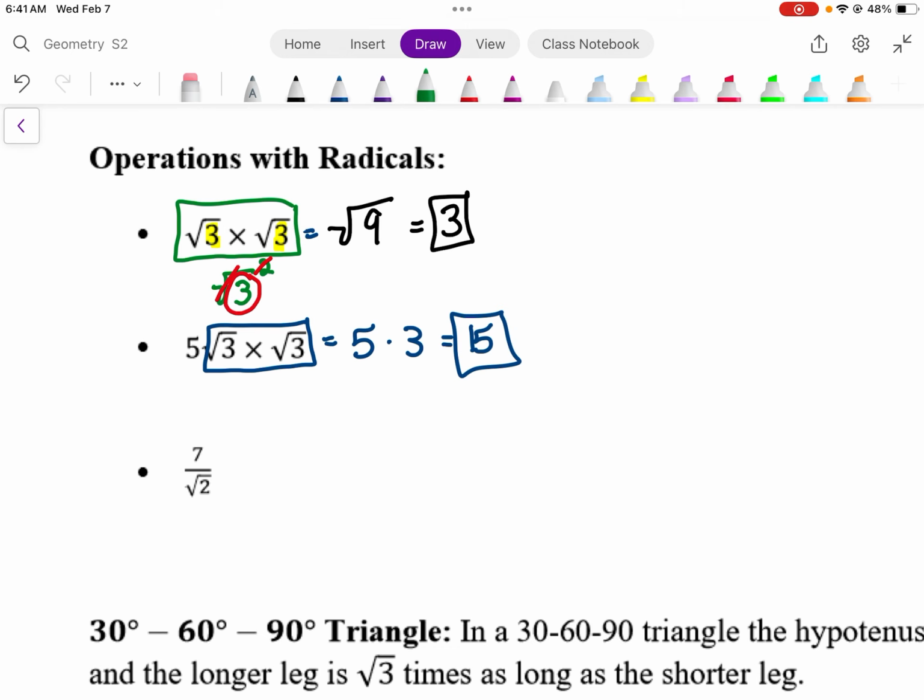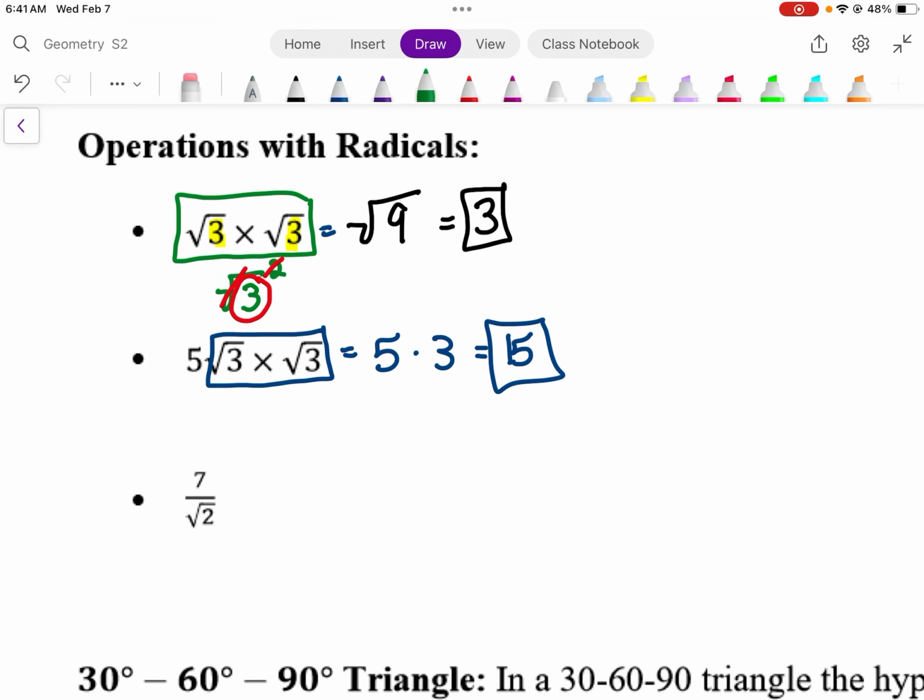Another thing that we talked about on 8.1 is how we have to rationalize fractions if we have a square root in the denominator. So only if the square root's on the bottom. So we're going to take both of these and multiply them by the square root of 2 on the top and the bottom. And that gives us 7 square roots of 2 over 2.